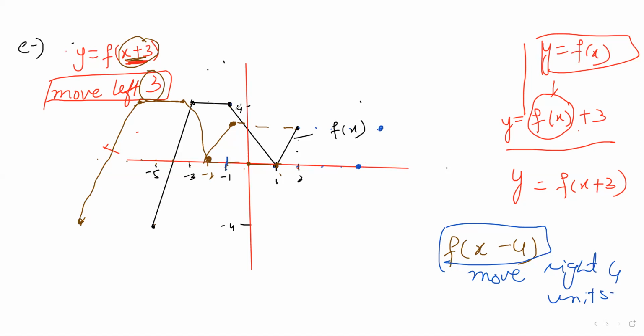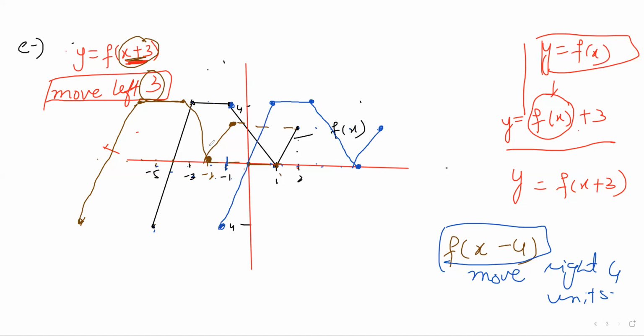This point is at -1. So it's 0, 1, 2, 3. It's going to come over here, this point. This point is at -3, -2, -1, 0, and 1. We are moving 4 units towards right. So we got the points. This, this, and the last one is here. It was at -5. So 1, 2, 3, 4. It's going to come over here.